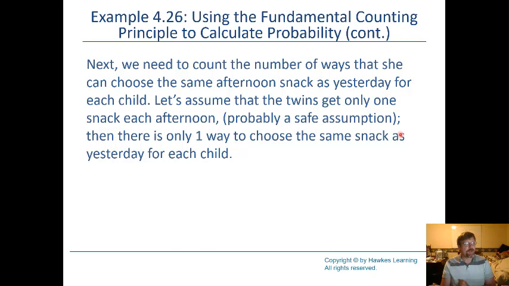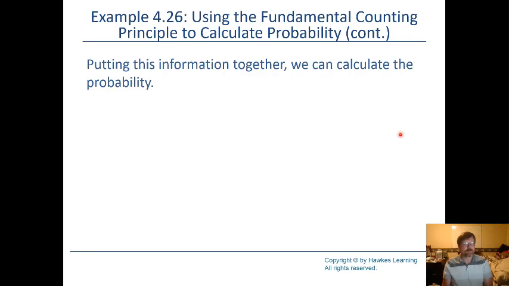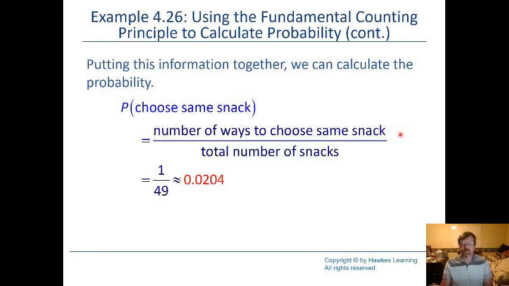Okay, so we've got one way that it could possibly be the same. So we've got one way to choose the same snack out of 49 total possibilities, or a 2.04% chance that each child will eat the same thing 2 days in a row.